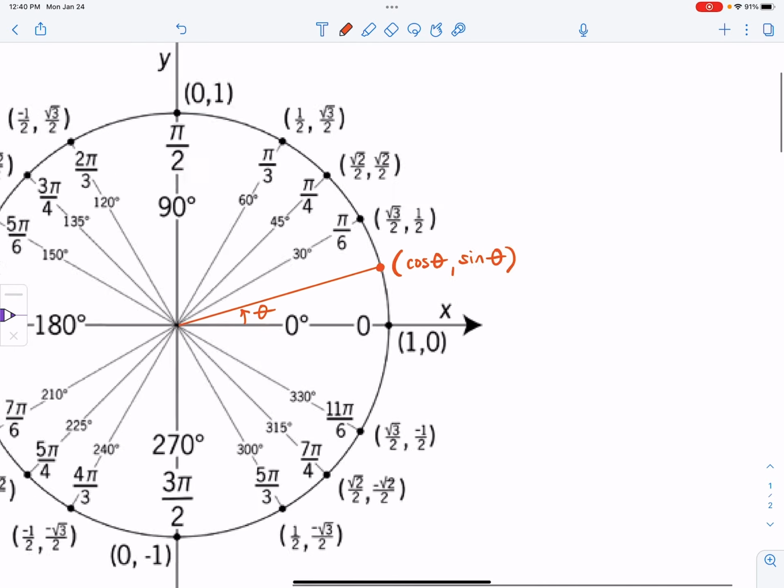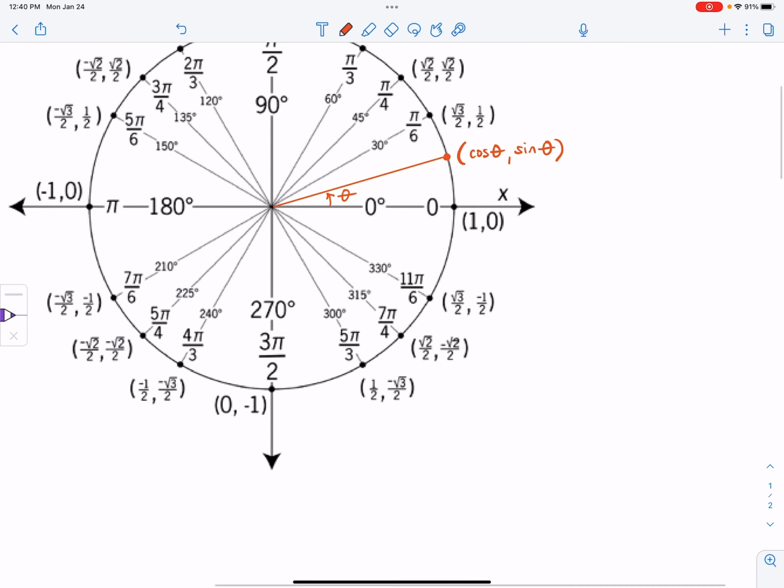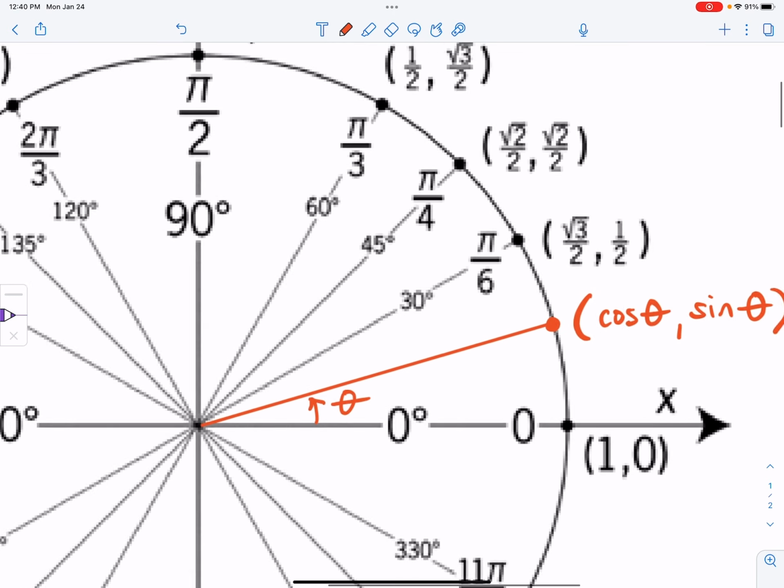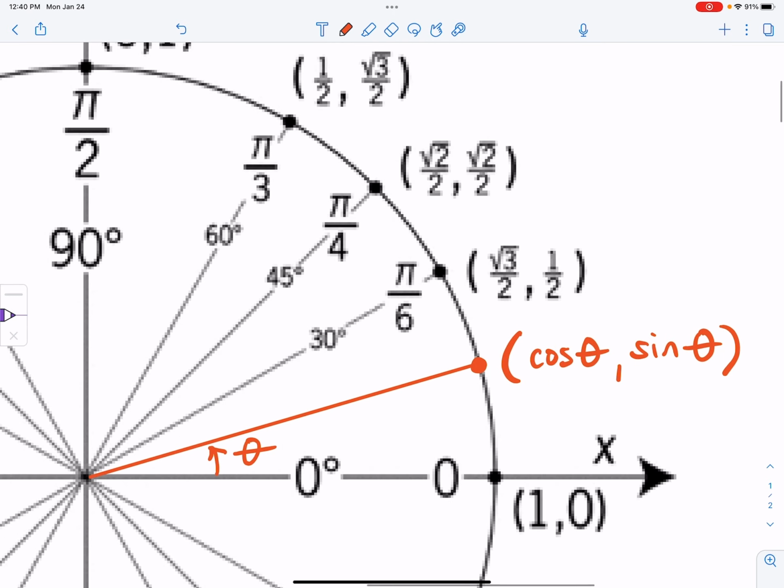Okay, so if we wanted to evaluate like cosine of 30 degrees, we would go to 30 degrees on the unit circle, and we would see, okay, well, the x-coordinate at 30 degrees is root 3 over 2. So cosine of 30 degrees would be root 3 over 2. Or same thing with radians, right? Sine of pi over 6 would be the y-coordinate at the angle pi over 6. So you go to the angle pi over 6 and go, okay, well, sine of pi over 6 would be the y-coordinate, which is 1/2.